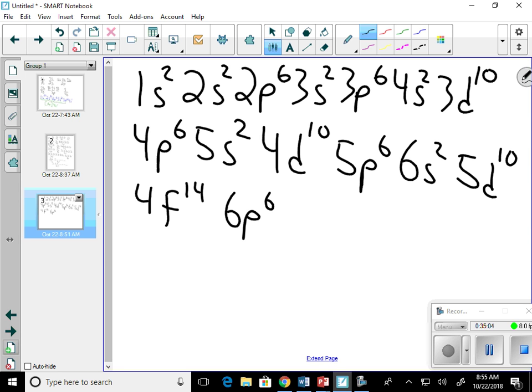By the way, some students ask me, does it matter the order we do this in? If you were to happen to flip your d and your f, I could care less. I have no problem with that at all. We usually teach how to read the periodic table left to right, top to bottom. So that's the easiest way that we do it. It's not the only way to do it, but we feel that's the easiest way to do it. We just got through 6p6.